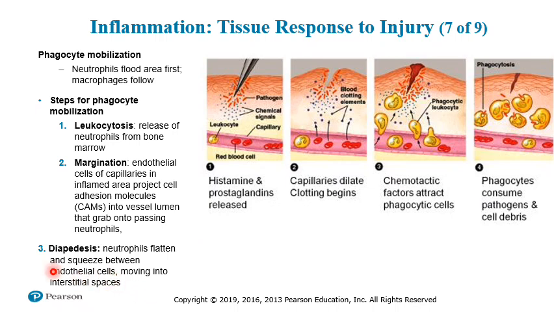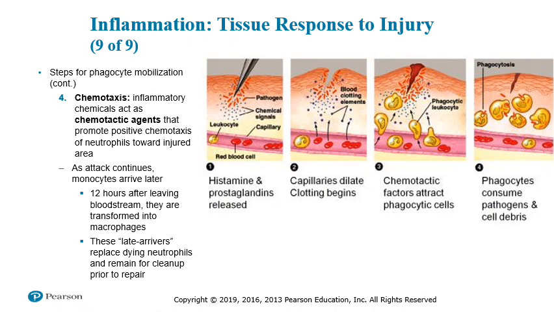And then here you go, the word diapedesis is a neutrophil doing a motion of walking and squeezing themselves between the endothelial cells, moving into interstitial spaces. And chemotaxis is the attraction of the white blood cells to chemical agents.